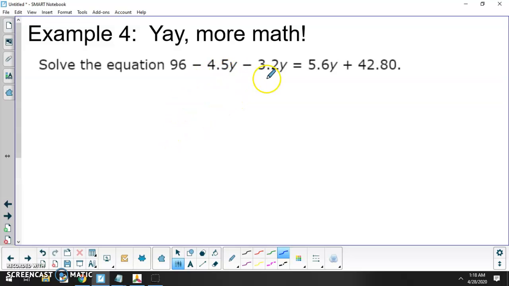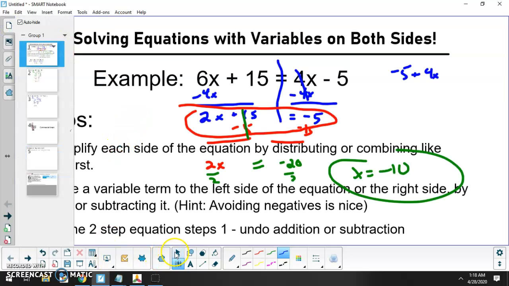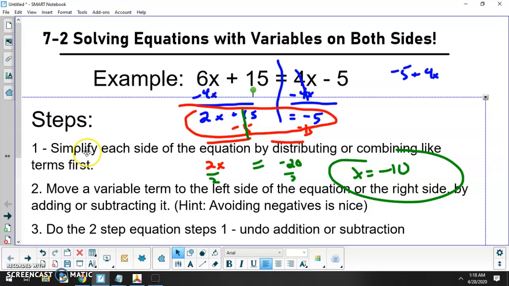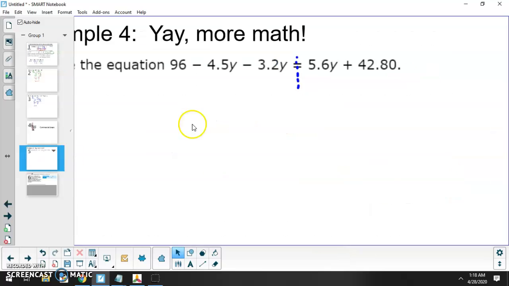This one is a little bit harder now because we got decimals involved. And also, if you notice, there are two y terms on the left side of the equal sign. So your very first step needs to be what I have as my first steps here. Remember these are the steps you want to go with. You want to simplify each side before you start moving your variable term. So you want to combine like terms here first.